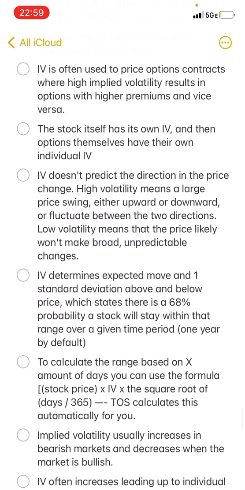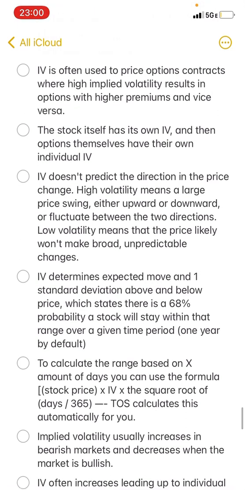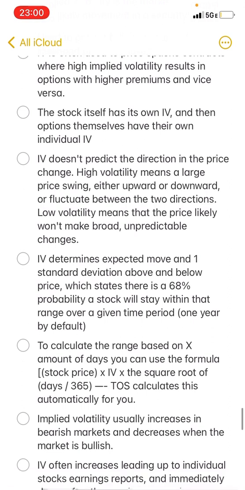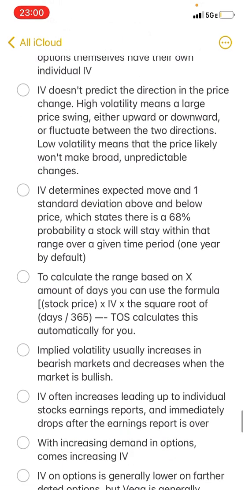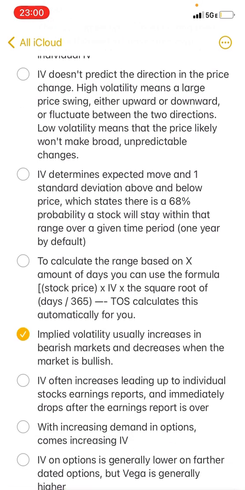IV is often used to price options contracts, where high implied volatility results in options with higher premiums and vice versa. So when IV is high, options are high, okay? The stock itself has its own IV, and then the options themselves have their own IV. So that example I gave above about the $100 stock, that's the stock's individual IV that I'm talking about.